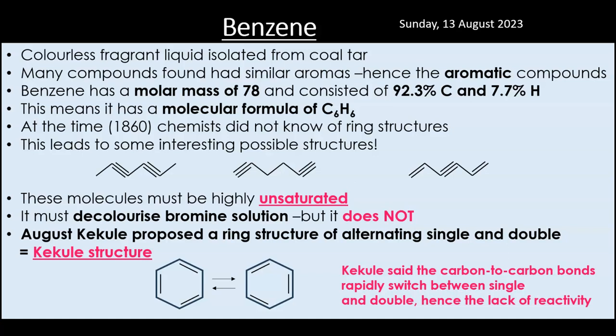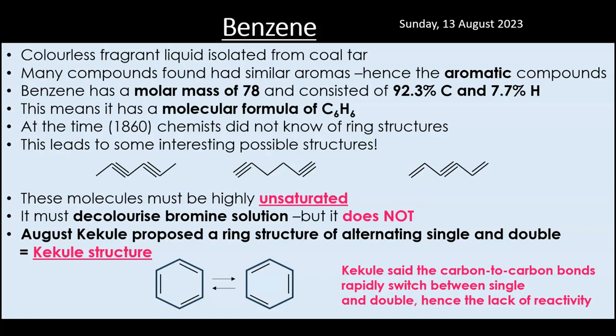Think about it. 6 carbons in an alkane would be C6H14, but only 6 hydrogens. So we must have serious unsaturation going on in our molecule. As a result of that, then of course, as with all unsaturated molecules, it should decolorize bromine solution when shaken with it, but it doesn't.